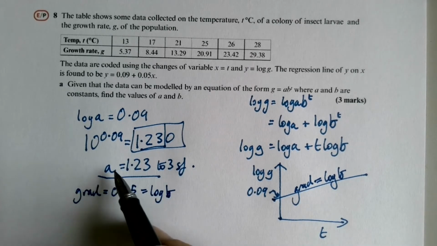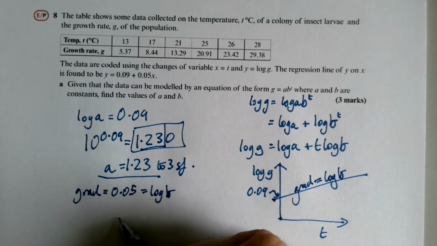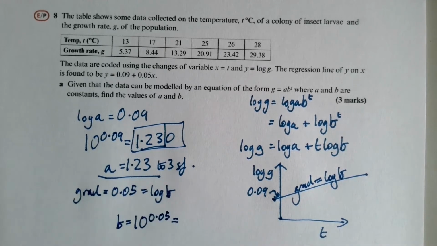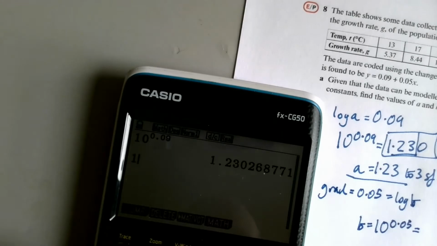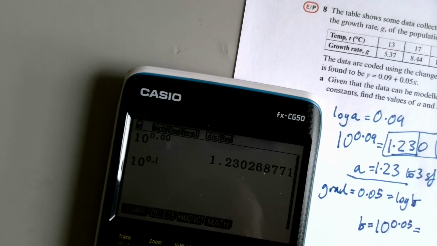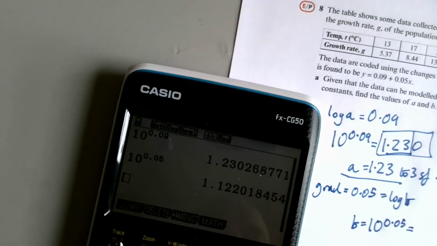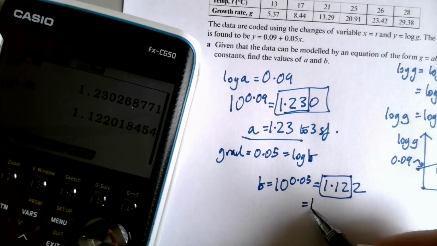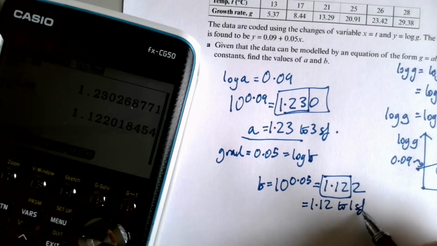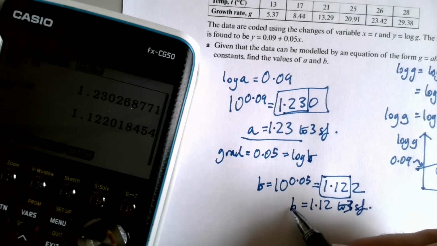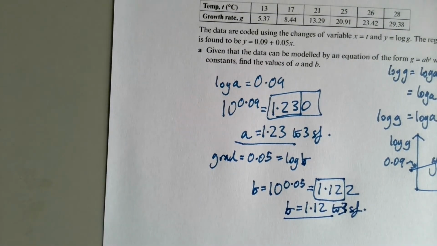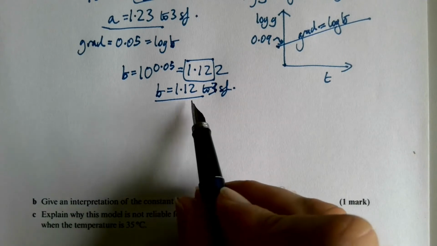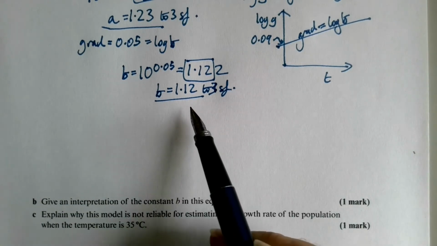And we're in the same situation again, aren't we? Base 10, so b is going to be 10 to the power 0.05. So we're back to here, and we're saying 10 to the power 0.05 is equal to 1.122, so to three significant figures, b is going to be 1.12.